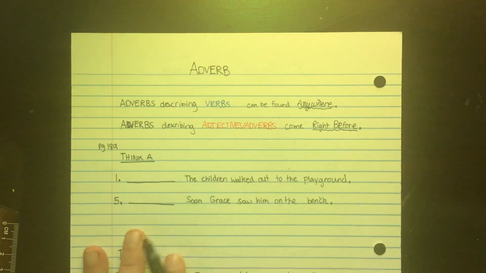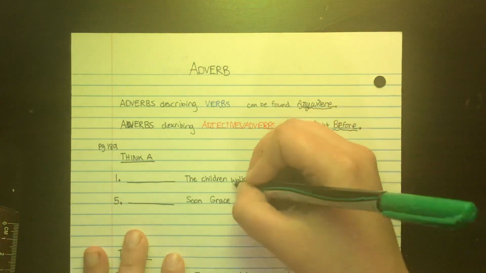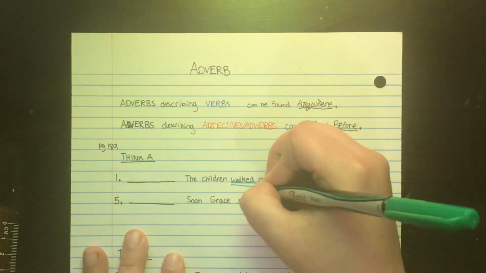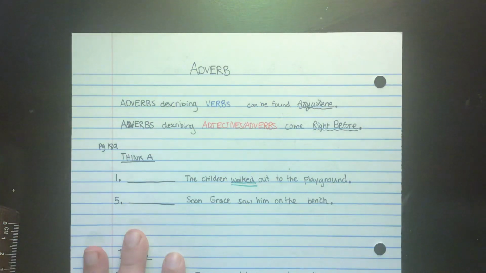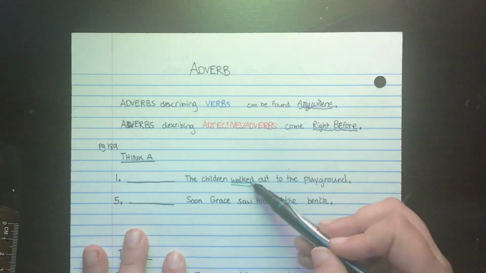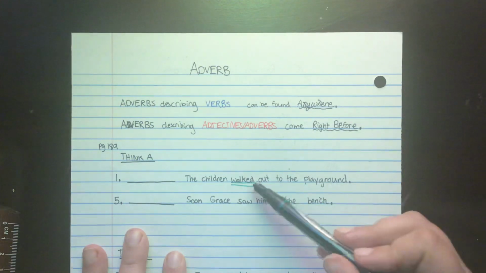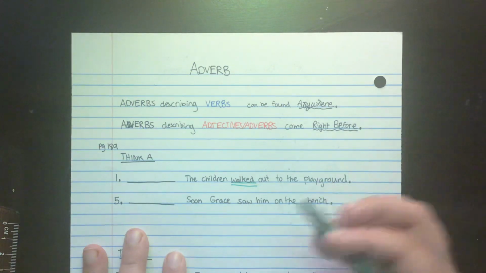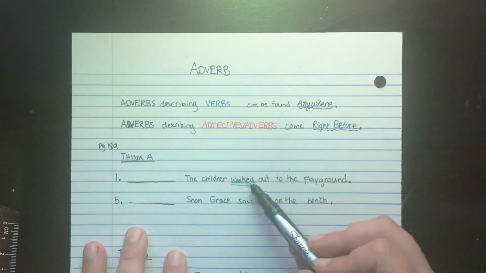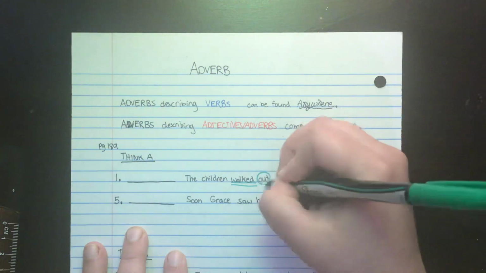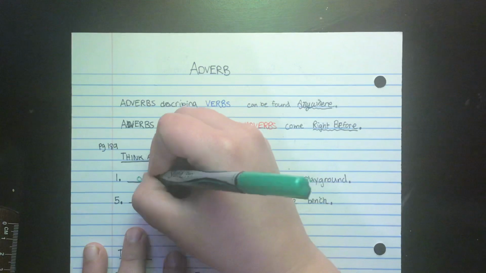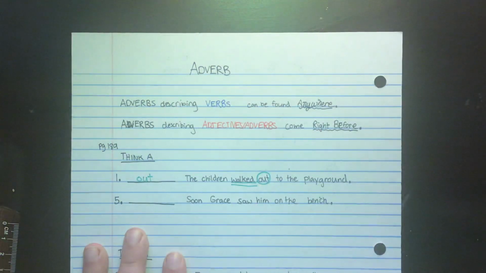Let's read our sentence and see if we can find our verb. The children walked out to the playground. So what are the children doing? They're walking. Walked is going to be our verb, so I double underline that. Now I do the second part. I have to find the adverb that is describing how, where, or when they're walking. In that case, the word that's describing walking is out. So on the line, I'm going to write out. That tells us where the children are walking. So out is our adverb.